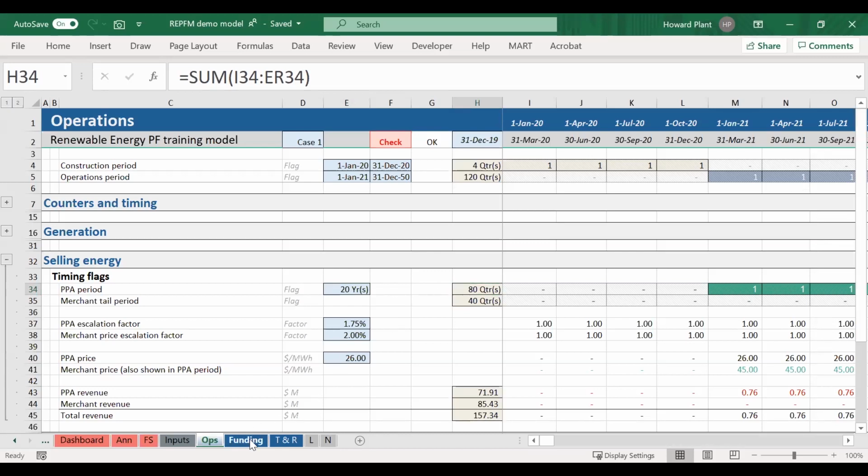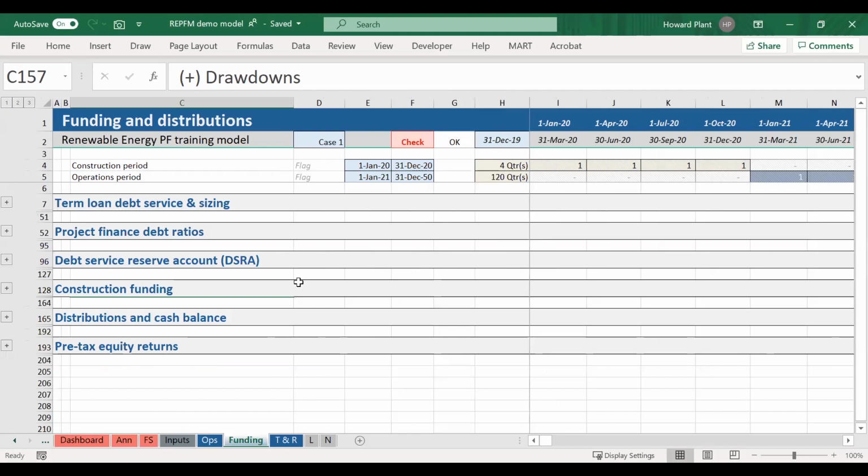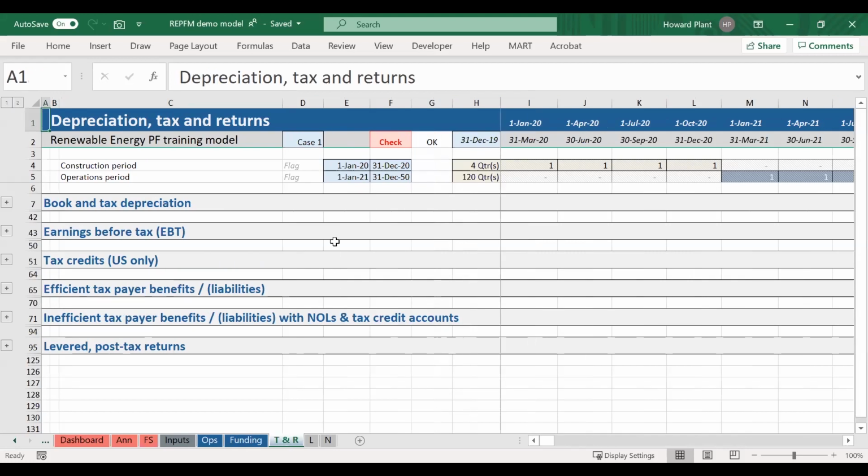I'm not going to go through all the calculations. The funding sheet has what needs to be included there. So how to size and structure debt, calculate your key output ratios, typically the DSCR in the context of the US, DSCR and LLCR internationally, the loan life coverage ratio and debt service coverage ratio. Our debt service reserve account, how to fund construction, we need to work out distributions. And on our tax and return sheet, we calculate all of our depreciation, all of our tax calculations to work out the ultimate post-tax returns to the different parties of the transaction.